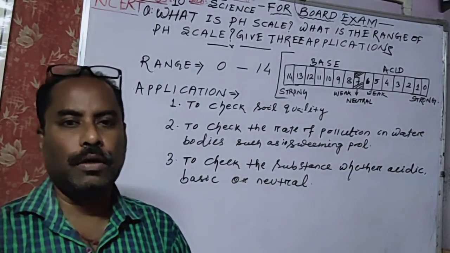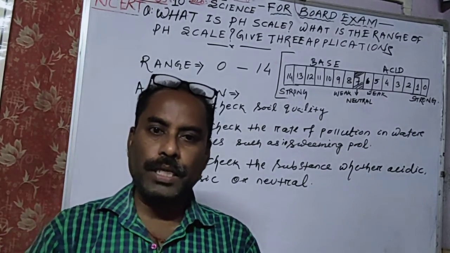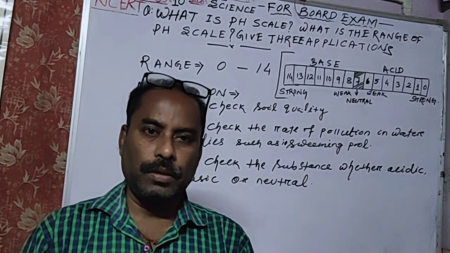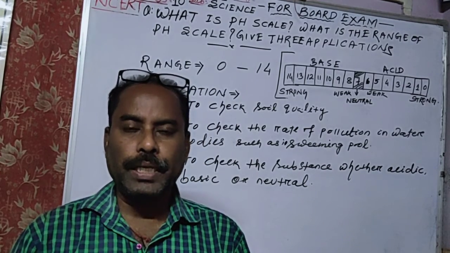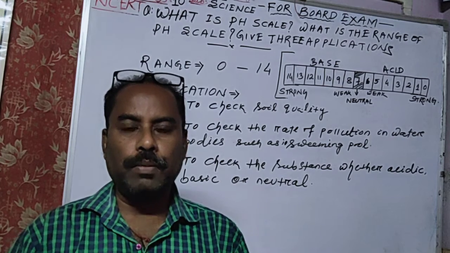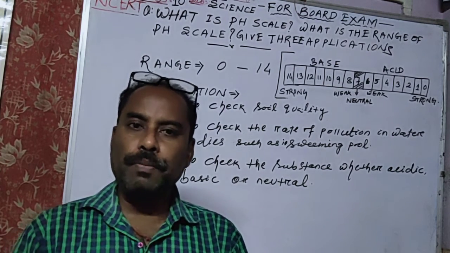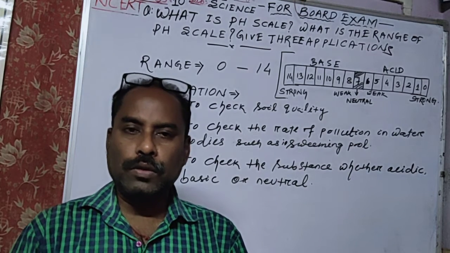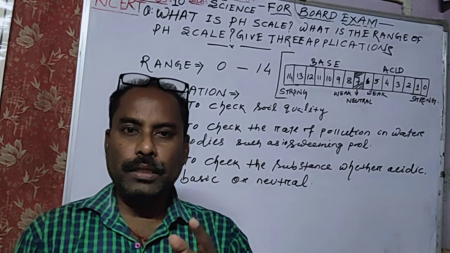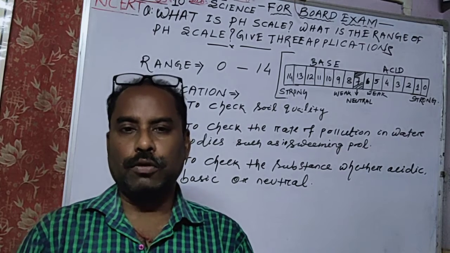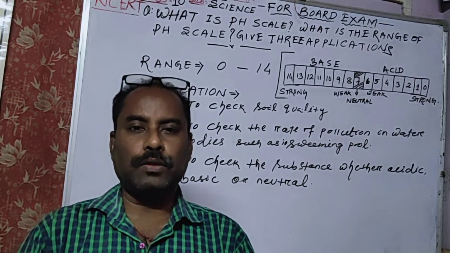Similarly, sometimes we get stomach pain. There also pH is involved. Stomach pain takes place when the stomach becomes more acidic due to excess secretion of HCl, or maybe basic. So if it is basic, then the stomach also pains. If it is acidic, the stomach also pains. In that case, what do we do?